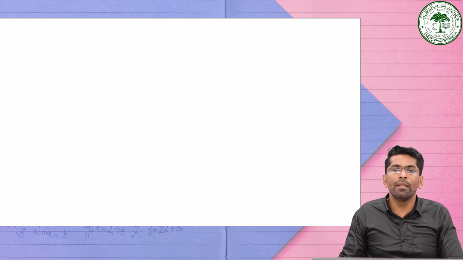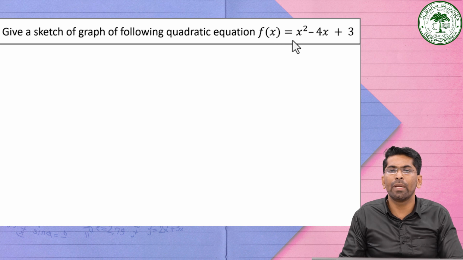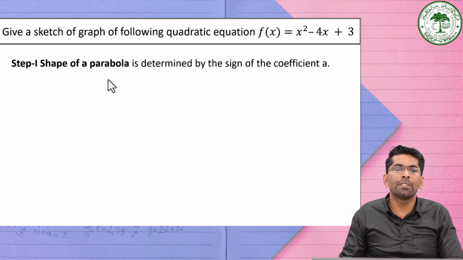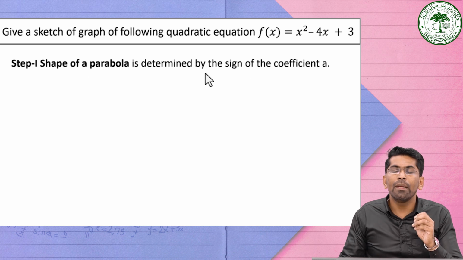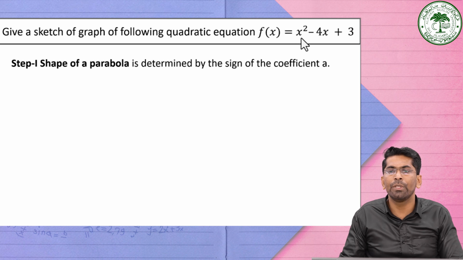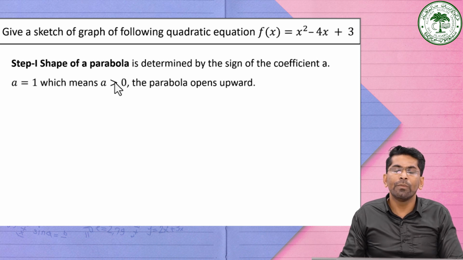Now, let us consider another one. We want to sketch the graph of the following function, that is f of x is equal to x square minus 4x plus 3. See, from our equation, the first step is to finalize the shape of the parabola by looking at the sign of the coefficient of a, that is the coefficient of x square. So, here the x square coefficient is equal to 1, which means that a is greater than 0. Then the parabola is open upward.